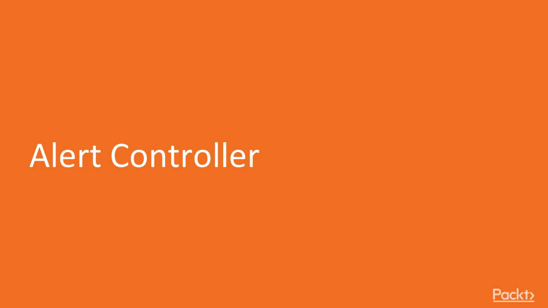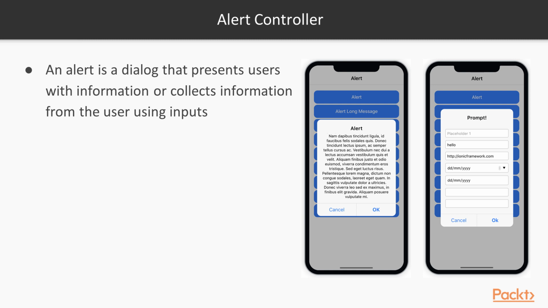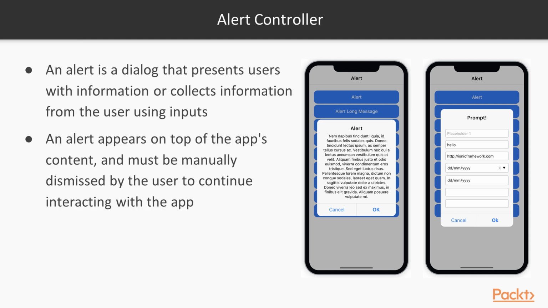In this video, we are going to learn about the alert controller. An alert is just a dialog that presents the user with some information, or it is used to collect information from the user using input fields. Alert, like all other overlay components, also appears on top of the app's content.